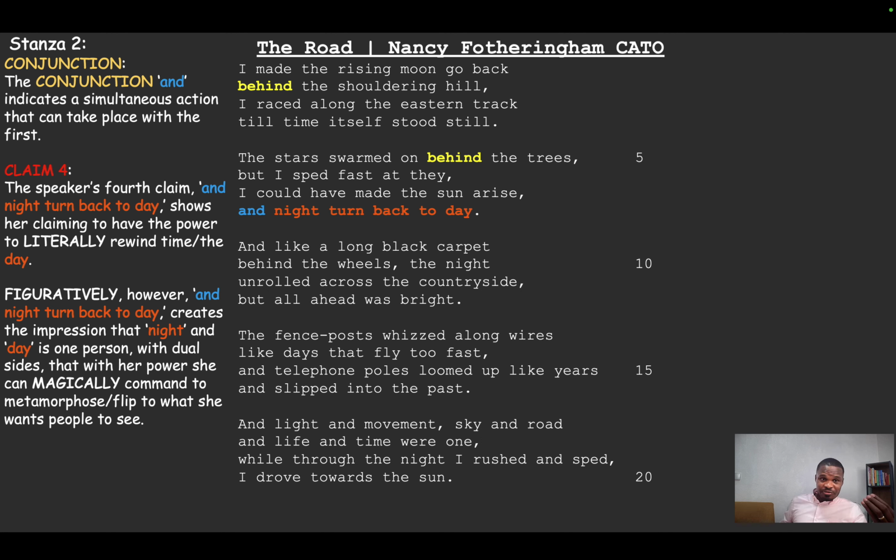Now, the speaker's fourth claim, and night turn back to day, shows her claiming to have power to literally rewind time or to rewind the day. Because if you're able to turn night back to day, it means you have power to rewind time or to literally, maybe color the sky and then make it day or invite the sun from wherever it is. Now, figuratively, however, and turn night back to day creates the impression that night and day is one person with dual sides, right? I mean that the speaker has the power to magically command to metamorphose or flip. So I can make night just turn this other side of its body and then it's going to be day. So if I want that to happen, I can do it. So that essentially is what she's claiming.